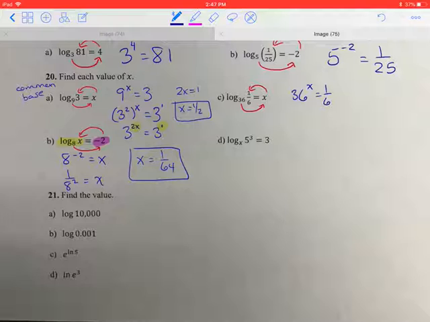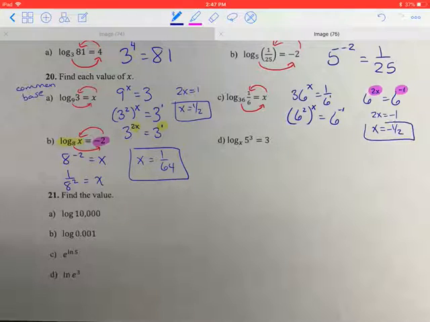Alright, so I want to try to get a common base. Now I know that 36 is 6 squared, but that's still raised to a power of x. Now if I think about 1 over 6, I would prefer that 6 not to be in the denominator. So in the denominator it's 6 to the positive 1. So if I move it to the numerator, it will become 6 to the negative 1. Alright, so if I clean that up a little bit, I get 6 to the 2x equals 6 to the negative 1. Once my bases match, I can set those exponents equal to each other. I get 2x equals negative 1, x equals negative 1/2.